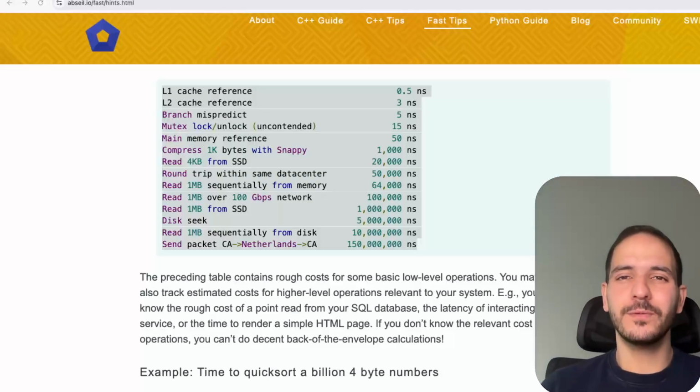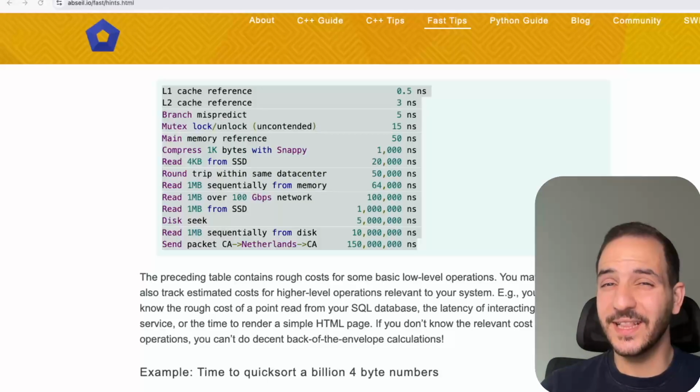I've seen this table many times before. I understood it intellectually, but I never really had a visceral feel for what each number meant in practice. In this video, I want to build that intuition. Let's talk about some real-life examples. These are only approximations, of course.